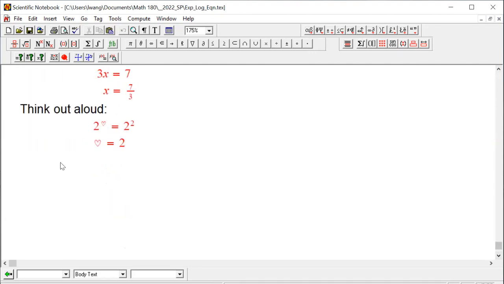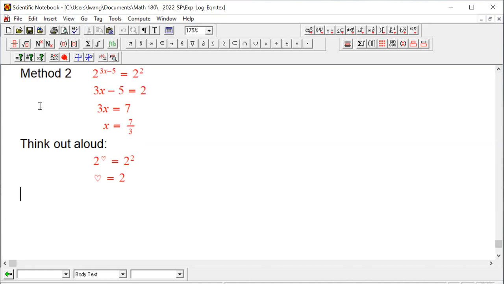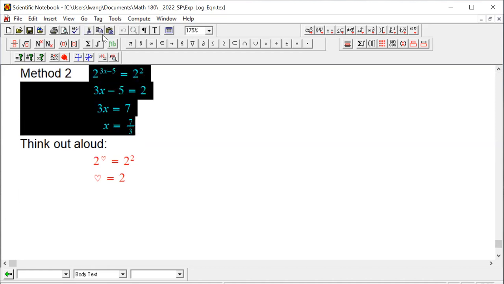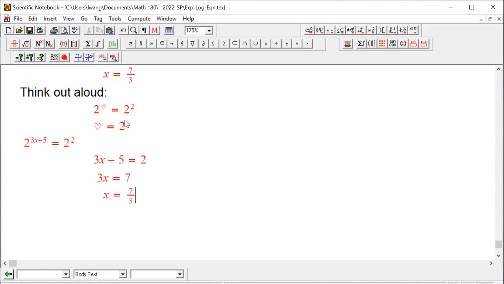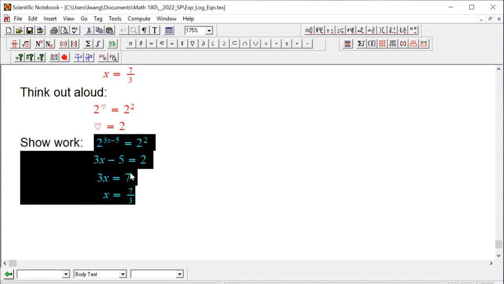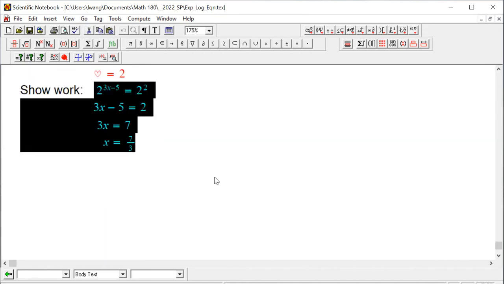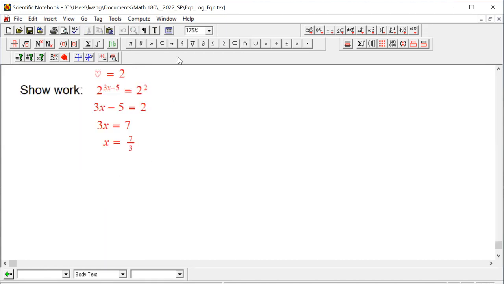Method 3 is coming. Okay, so before we do that, let me show you how much work you need to show. Show work. That's all you need to show. This is how much work you can show. Okay, it could be 3 lines, just 1, 2, 3 lines.